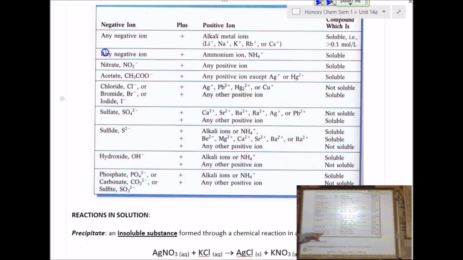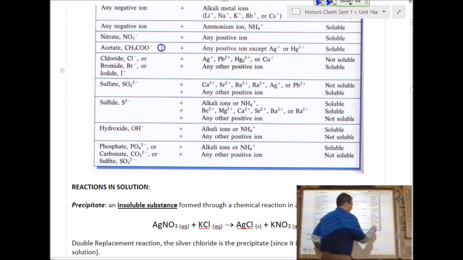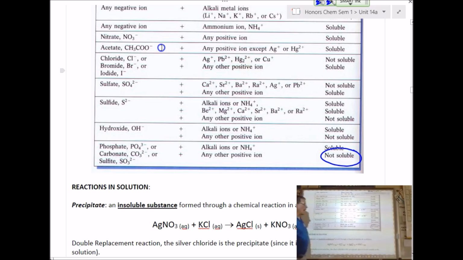And then the other one was magnesium carbonate. So carbonate's down here. So is magnesium an alkali ion? Is it in group 1A? No, it's not lithium, sodium, potassium, rubidium, or cesium, but it is in group 2A. So it's not the first row. So is magnesium any other positive ion? Yeah, it has to be. So that means it's not soluble. So since it's not soluble, that means that the magnesium carbonate forms a PPT.